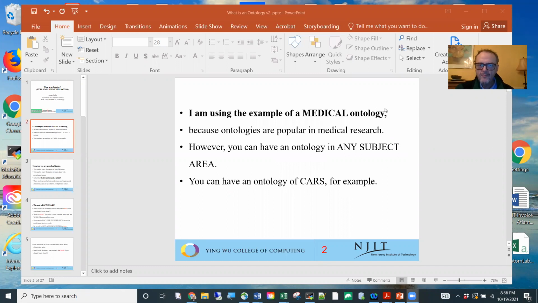So I'm going to use medicine as an example, so I will talk about the medical ontology the whole time, because ontologies are very popular in medical research. However, you can have an ontology in any subject area that you like. In cars, in fruits, in plants, whatever you like, you can build an ontology for it. But all my examples will be for medicine.